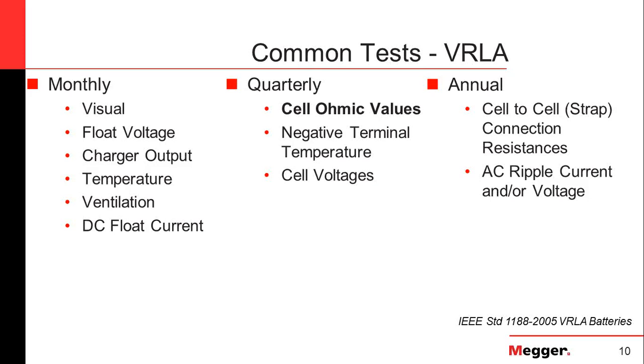Now, when we switch over to the valve-regulated lead acid, this is what's in IEEE standard 1188-2005. You'll notice that on a monthly basis, there are fewer items for me to do. The visual is still there, the float voltage, charger output, temperature, ventilation, all those things are still there. But I don't have the specific gravities, because I can't get access to the electrolyte within the battery. So all of those are gone.